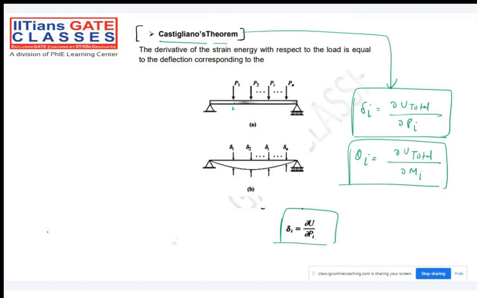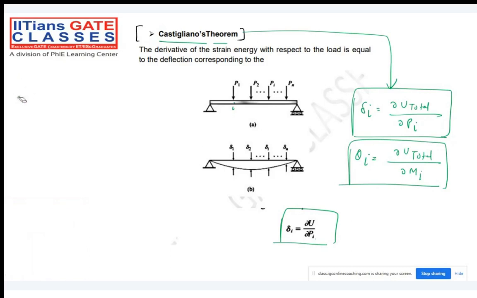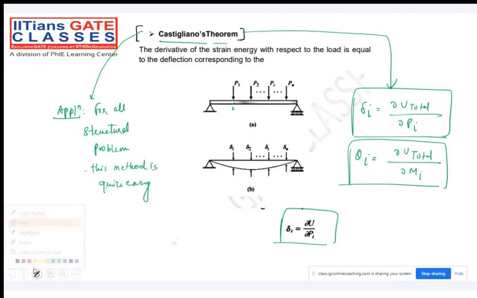Let me give an example, a very important example, or we can solve this particular example in the next slide. That will be the better one. Now its application is very very important for all these structural problems. For all these structural problems, this method is quite easy, my dear friend.